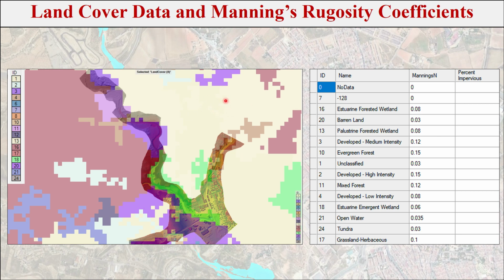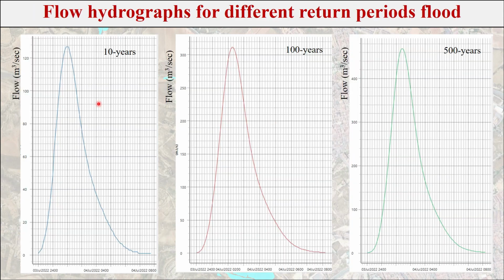Also this portion is matched with ID number 1, which is unclassified, or ID number 13, and 2 as well. ID 2 is developed, high intensity. This is a developed area where human settlement has occurred. So in this way we can find the Manning's roughness and its land type through the land cover data.